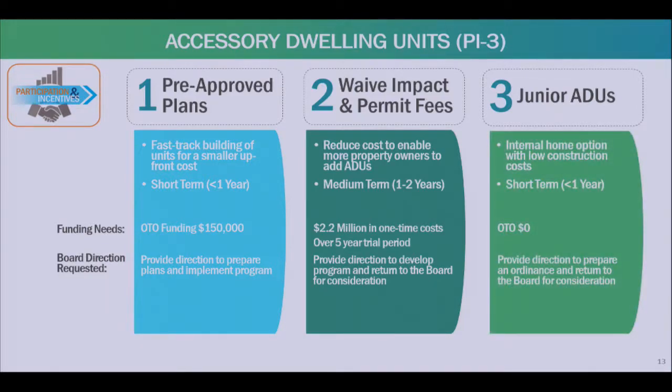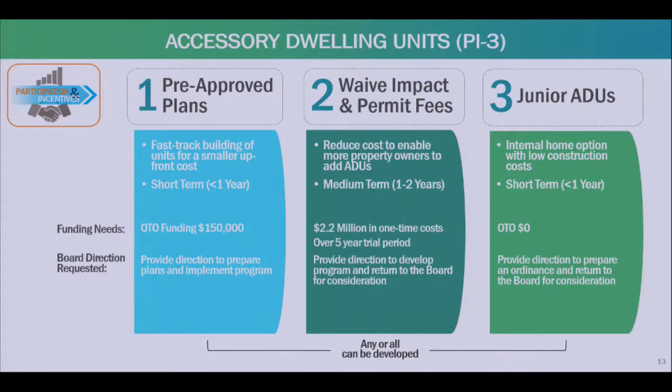Option 3 would create a new lower-cost alternative by creating a junior accessory dwelling unit category, which costs less to build and requires no additional parking. This option would allow homeowners to convert a room contained within their primary residence for a junior ADU up to a maximum of 500 square feet.